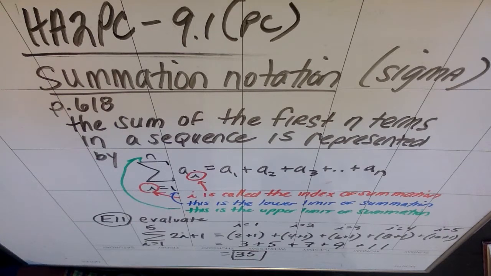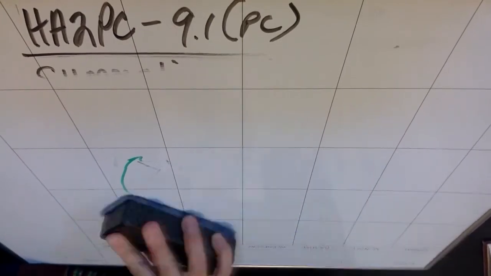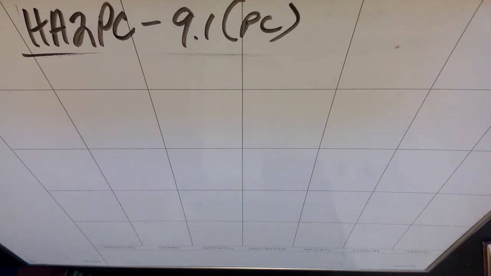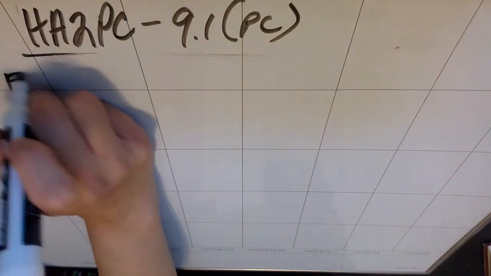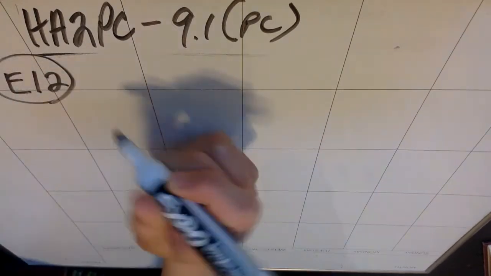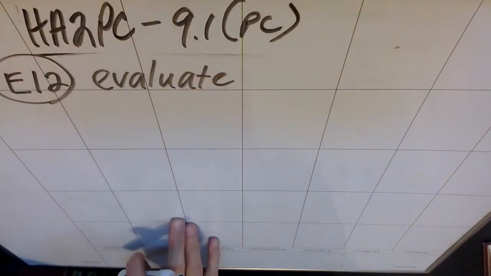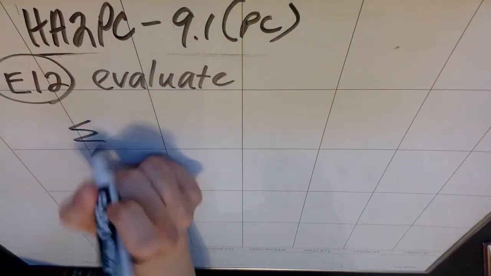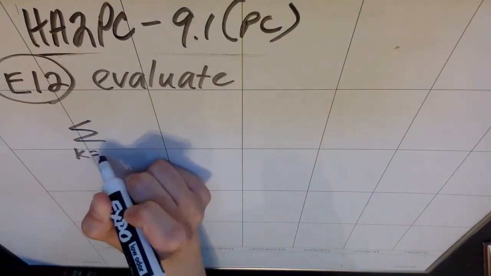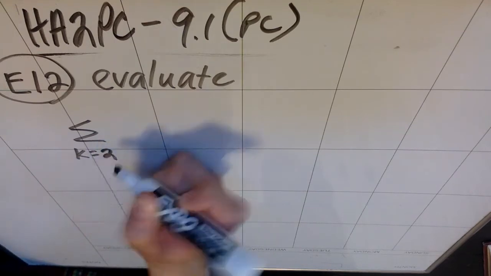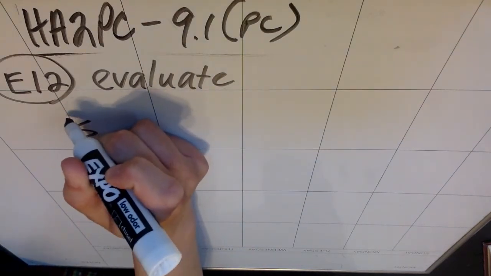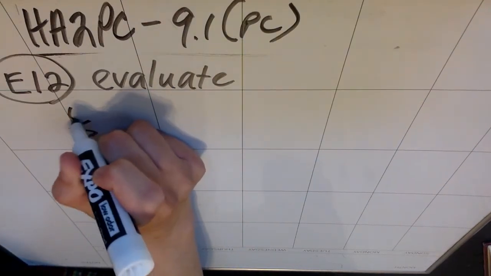In fact, we can probably squeeze another example or two in this video. So let's do a little bit more of evaluating some summation notation. That was our example 11. We'll call this one example 12. So again, we're going to evaluate some things. Okay, we'll start with a K this time. Just for fun, let's do from 2 to, I don't know, let's do 6.